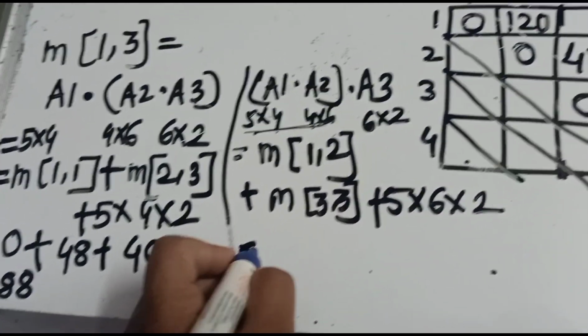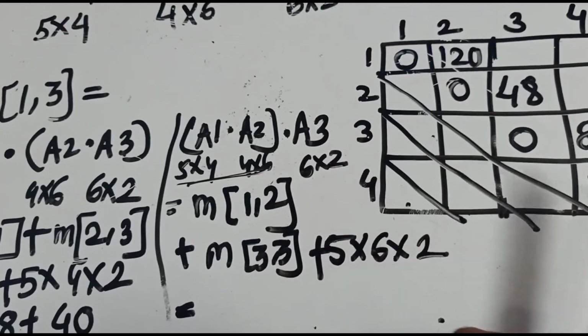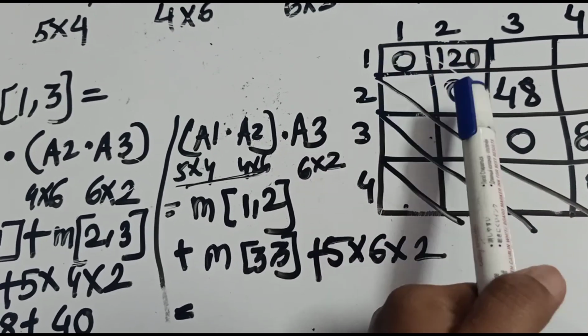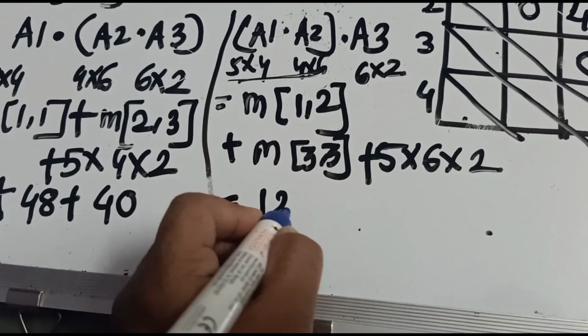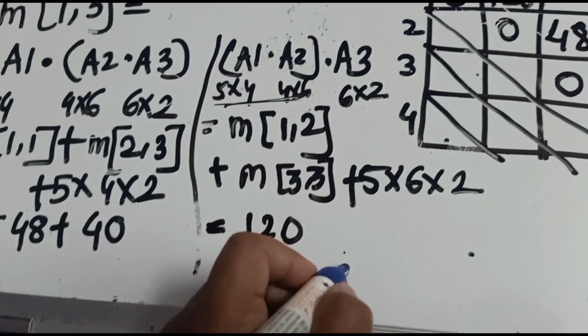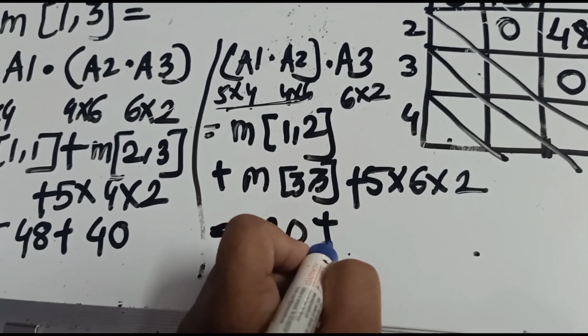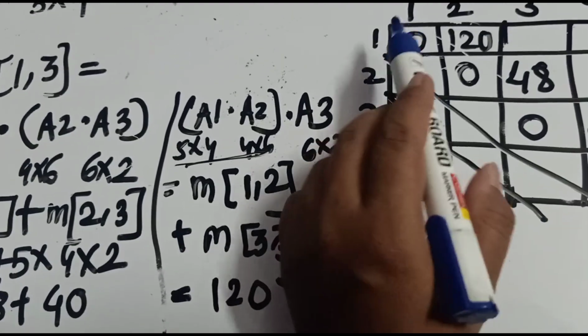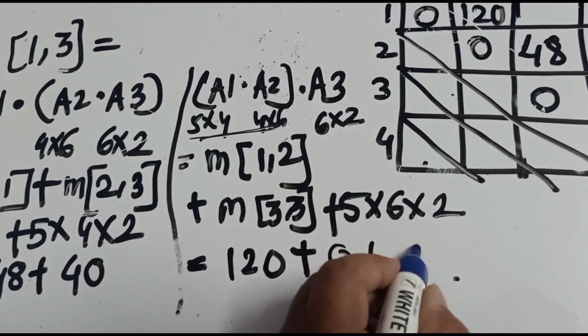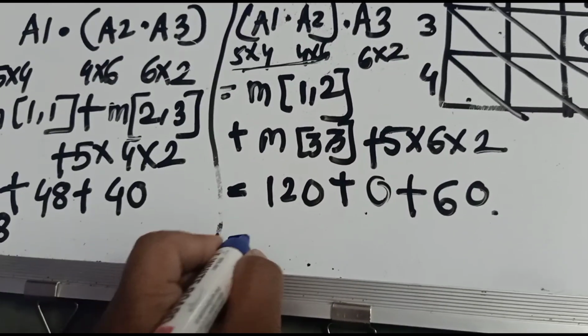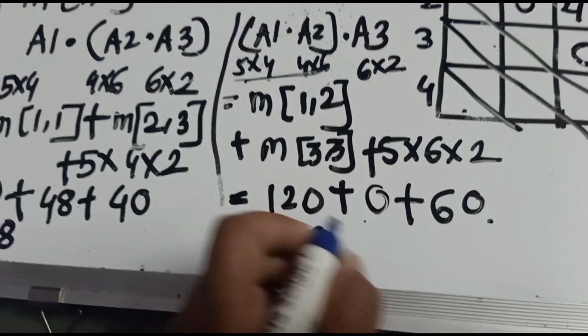m of 1 comma 2, we already have this value in our table. See, this is 120. Again, dynamic programming is used. We are using the table for referring to the values to avoid recomputation. This value we also already had in our table. It is 0. Plus this is 60. So I am getting the answer 180.